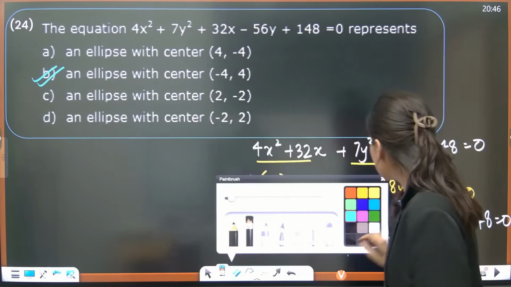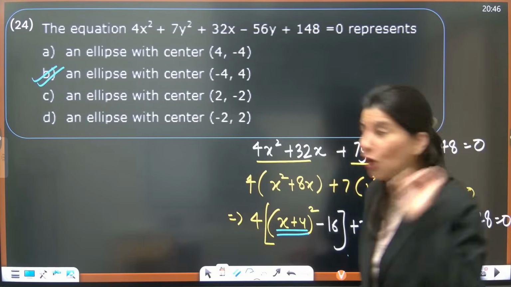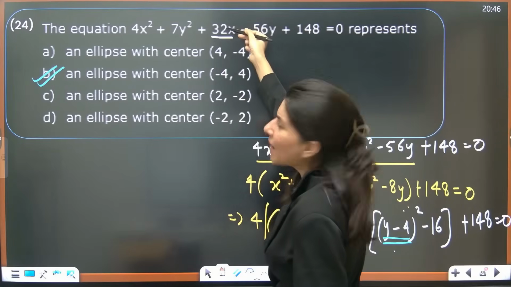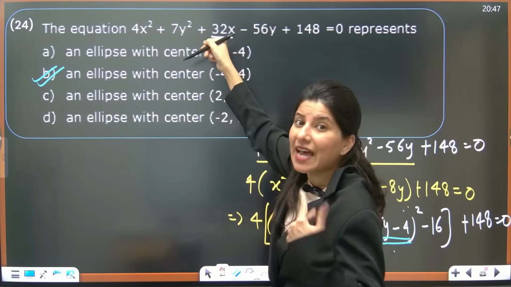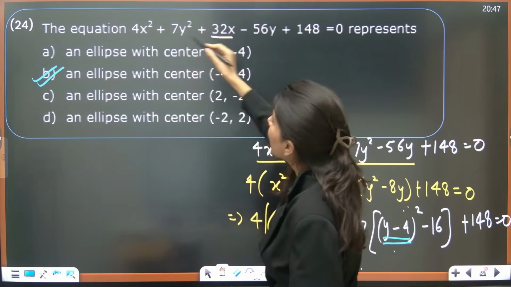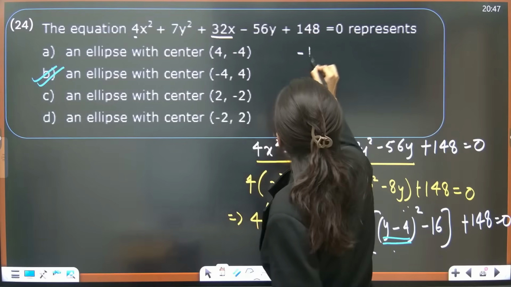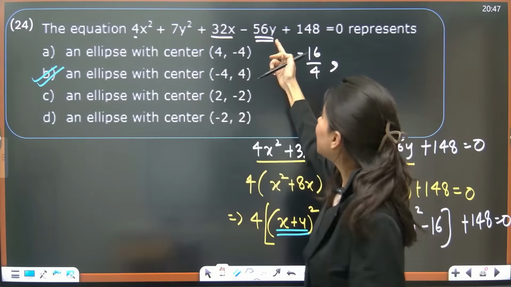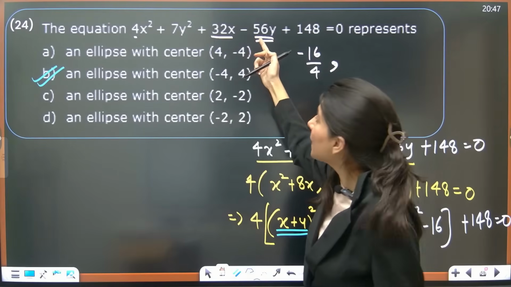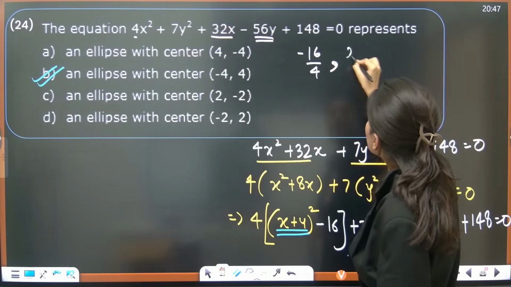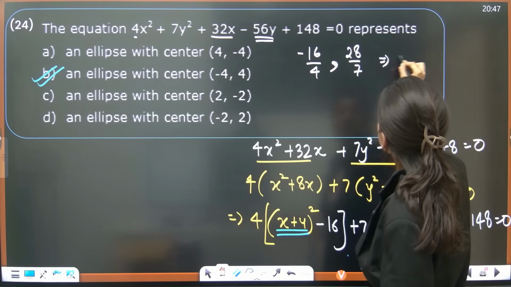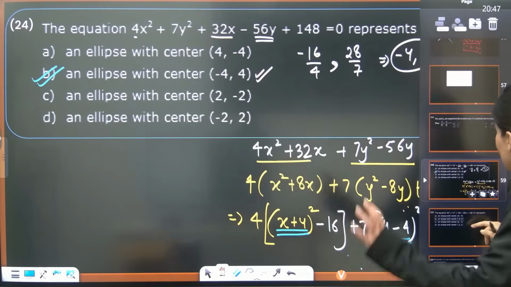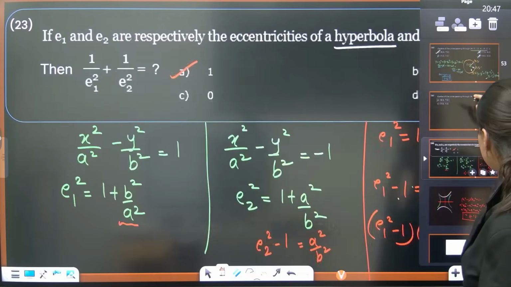Also, you can get the center by this shortcut. Take half of the coefficient of x. Half is 16, change the sign, minus 16, divide by this 4, so minus 16 by 4, comma. Similarly, take half of the coefficient of y, minus 28, reverse the sign, plus 28, 28 by 7 is the answer. So clearly minus 4 comma 4 is the answer. Option B is absolutely right. Short trick, ninja trick to calculate the center.